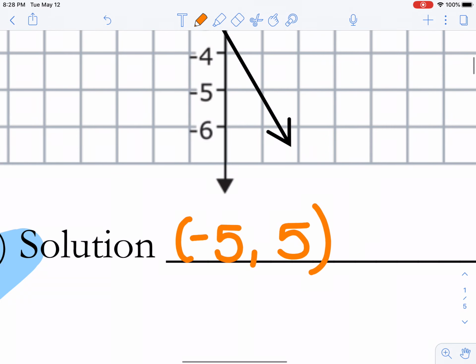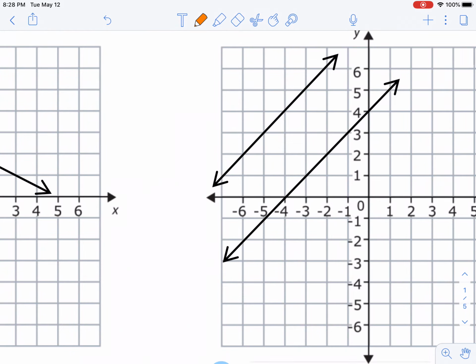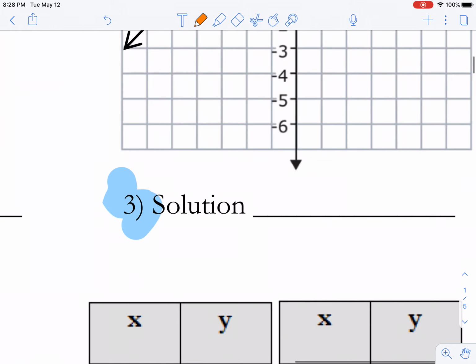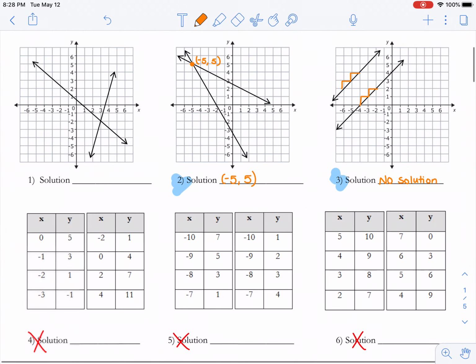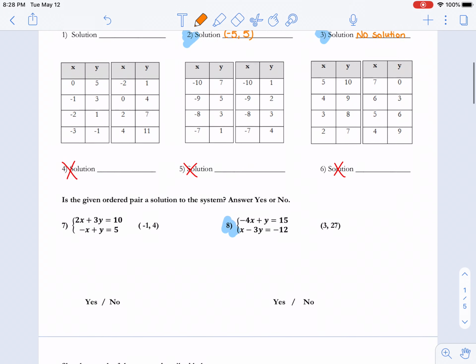One thing to note is that for number 3, for example, if I have parallel lines, two lines that have the same slope, those would be no solution, because parallel lines never intersect. Since they never intersect, there is no solution, because the solution is the point where the lines do intersect. So those are just quick warm-up problems.